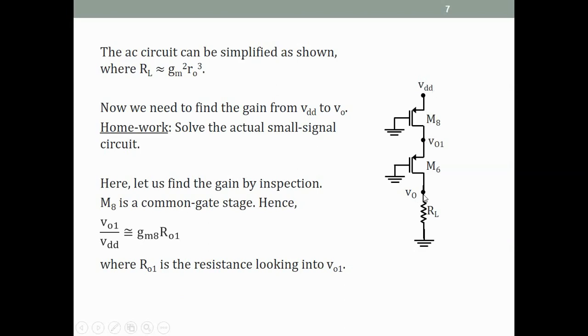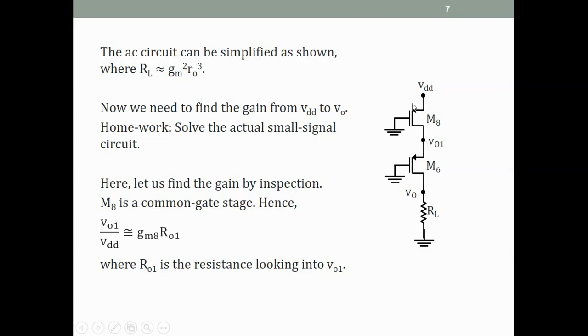So let us do this by inspection here. Again, I am leaving as homework for you to actually solve the complete small signal circuit. So what is this circuit? It's a common gate followed by a common gate, with a very large resistance at the load. Alright, it's a nice circuit to solve. It's not difficult, but it's a good practice to do AC small signal analysis. Here let us do it by inspection.